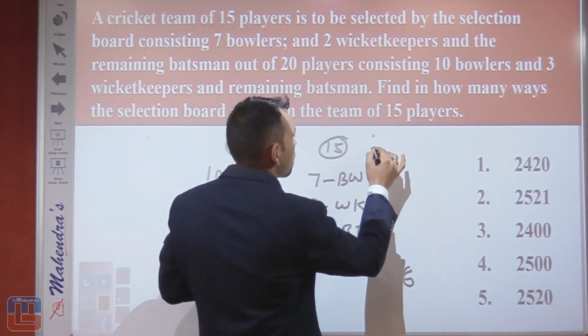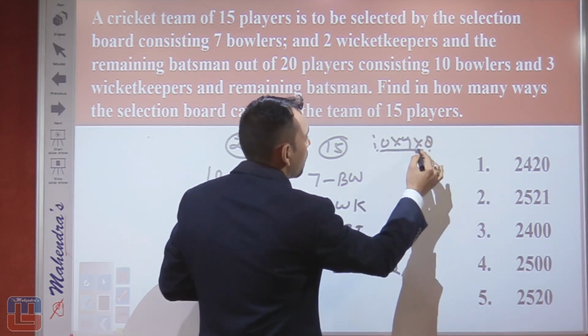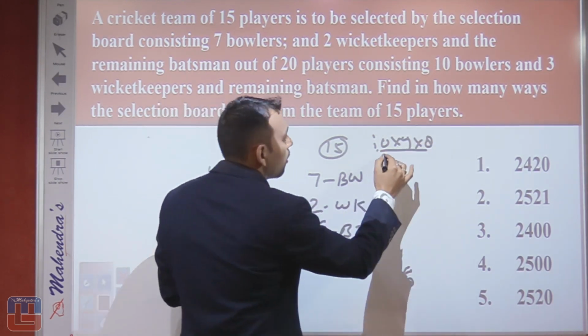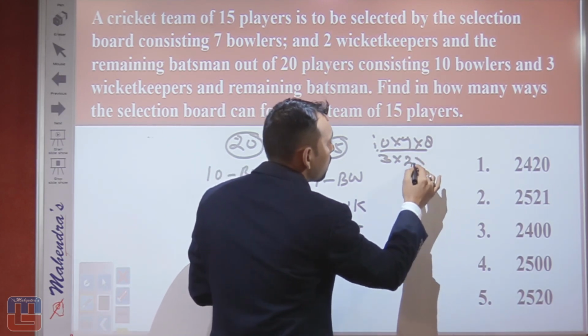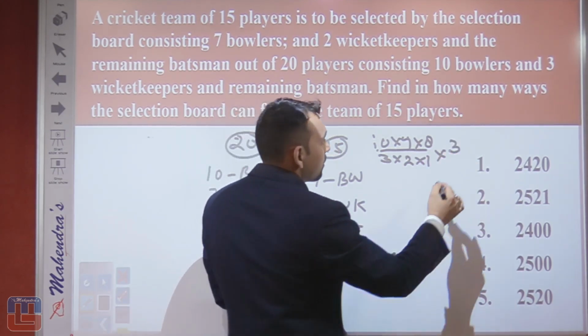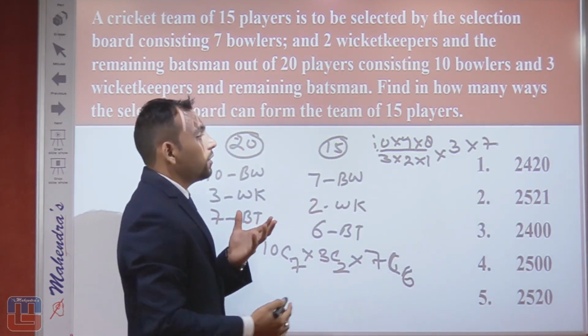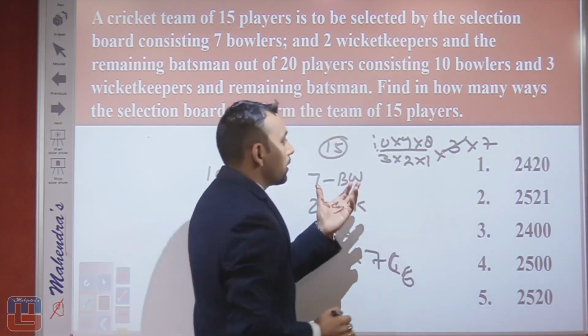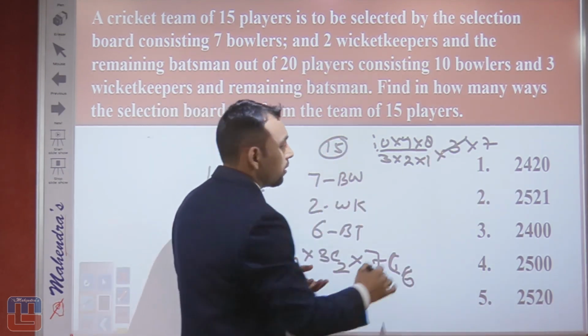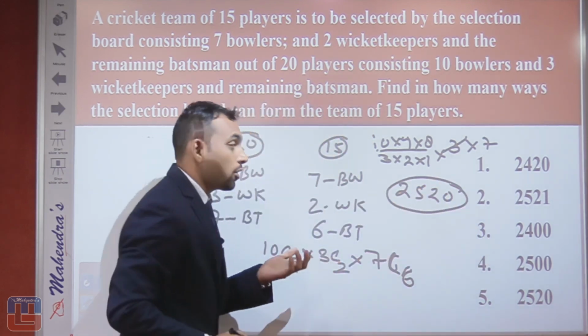So 10C7, that is 10 multiply 9 multiply what? 8, and in the denominator 10 minus 7, 3 multiply 2 multiply 1, and 3C2 that is 3, and 7C6 that is 7. Now see, if you solve this data, 3 will be cancelled by 3, and if you solve this rightly, I am writing the answer will be 2520. So what is the trick in this question?